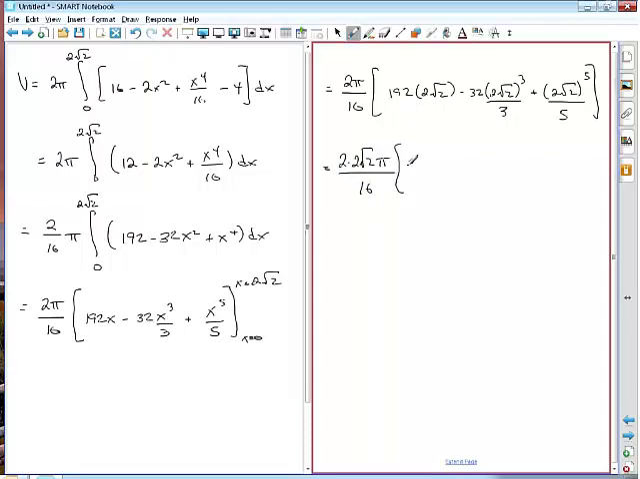And what that leaves is 192 here. When you take 2 times the square root of 2 out of here, you end up with 2 times the square root of 2 squared. This is the square root of 8. So if you square the square root of 8, you just get 8. So I'll have 32 times 8 divided by 3. And here the same thing. When you take 2 times the square root of 2 out, you'll have 2 times the square root of 2 to the 4th power, which is the same as the square root of 8 to the 4th power, which is the same as 8 squared, which is the same as 64. So we have plus 64 fifths.